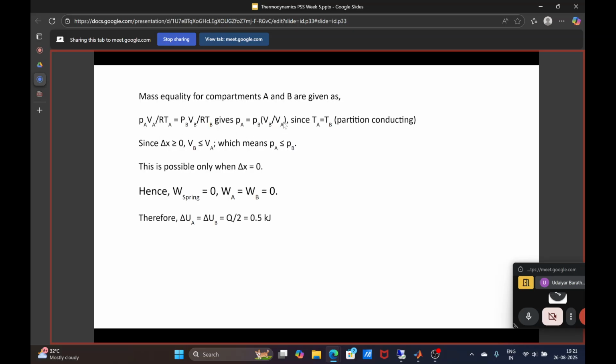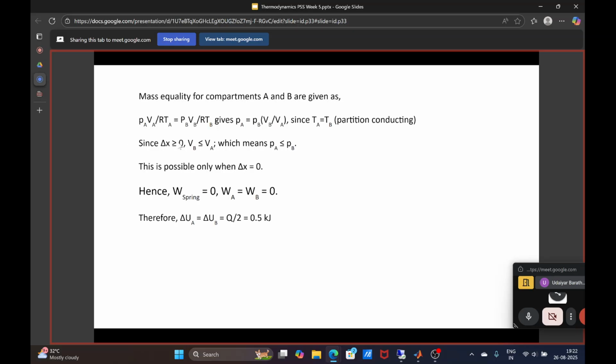So this is the expression which we get. Now if the spring compression deformation is greater than 0, the only way is that the spring can deform. You are adding heat to compartment A, so it will exert pressure on the piston and try to compress the spring. So delta x will be greater than 0.